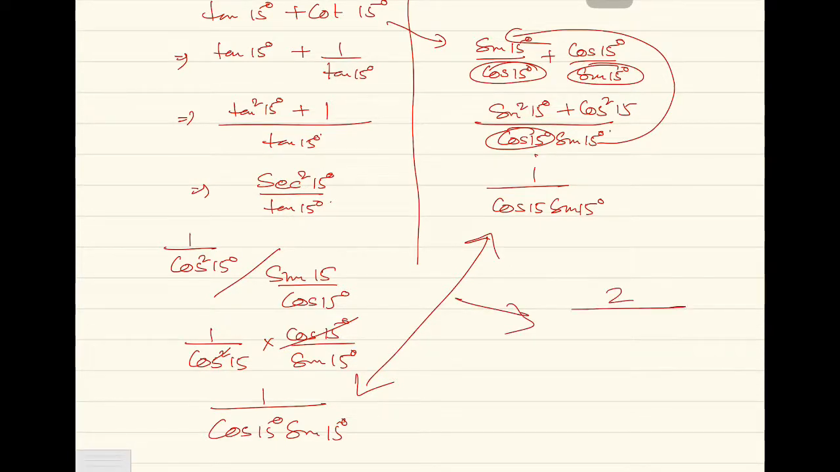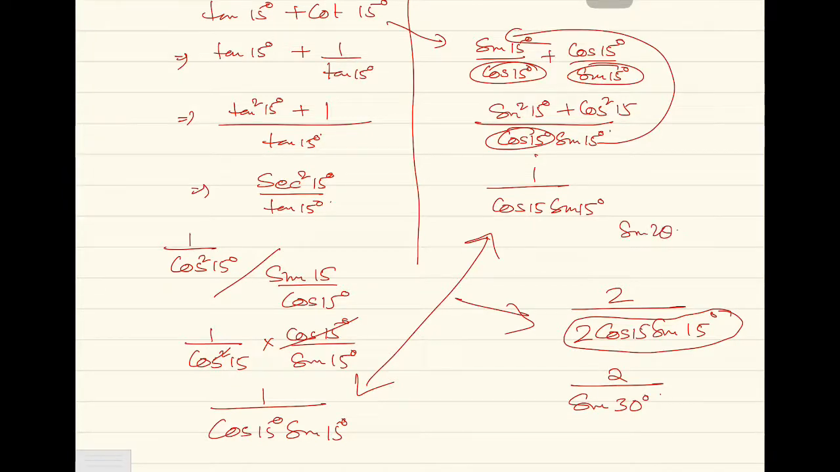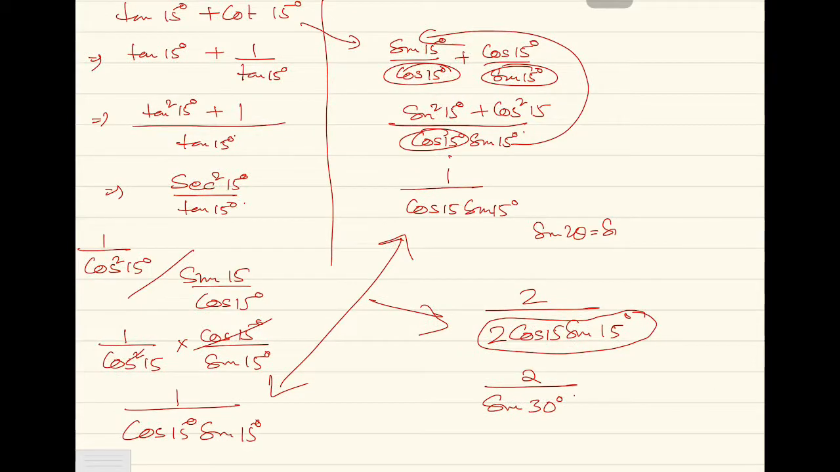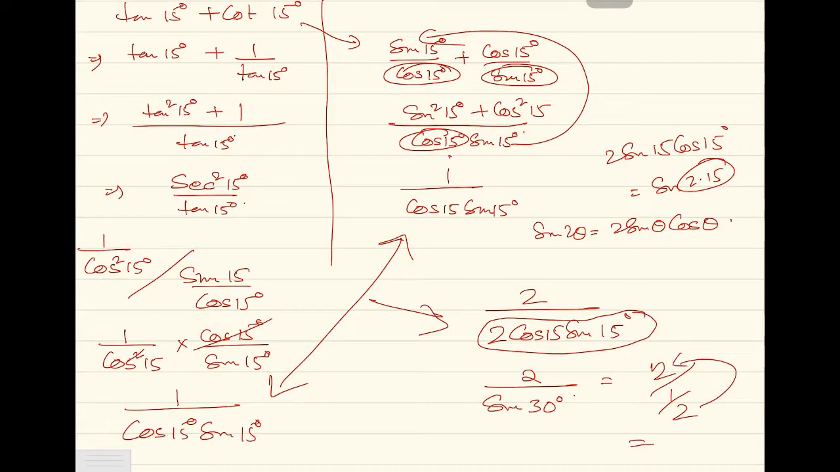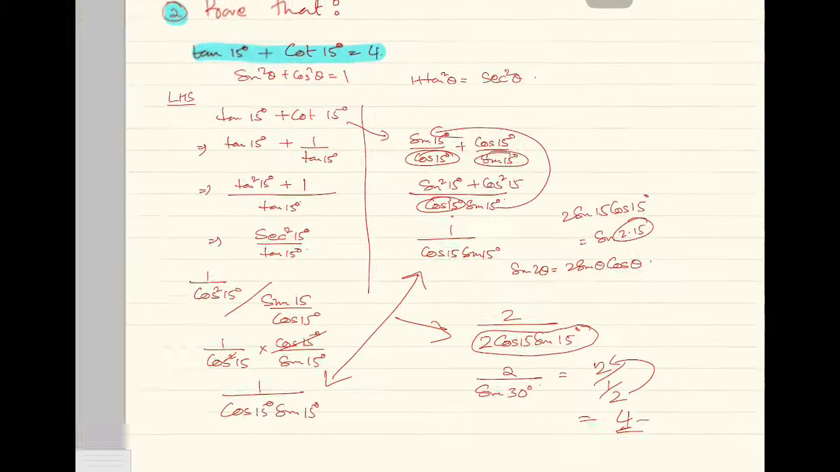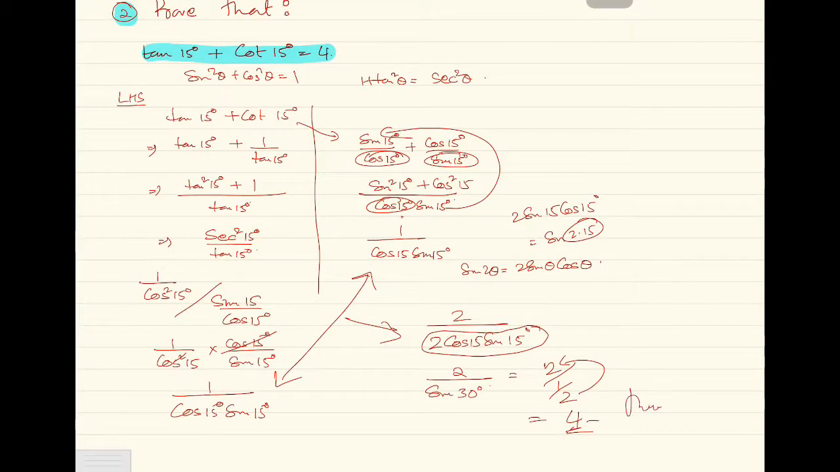So what can I do? Multiply both by 2, cos 15 degree sine 15 degree. Why? Because if I multiply both numerator and denominator by 2, this converts itself to a formula. So I'll get 2 by sine 30 degree. How do you know that? Because sine 2 theta equals 2 sine theta cos theta. So here I had 2 sine 15 cos 15, so I can write that as sine 2 into 15. So that means 2 into 15 is how much? 30 degree. And finally 2 by half, and that equals 2 into 2, 4. So that equals RHS, and you can say hence proved.